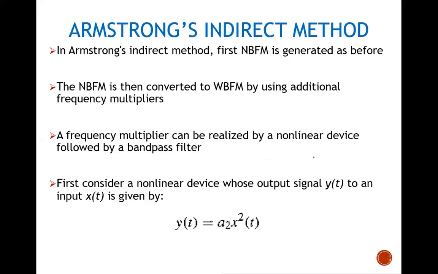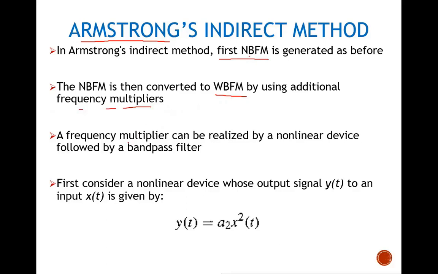So this video is about the generation of a wideband FM signal by using an indirect method. That indirect method is called Armstrong's indirect method. In this method, as we expect, we first generate a narrowband FM. This narrowband FM is then converted into a wideband FM using frequency multipliers.